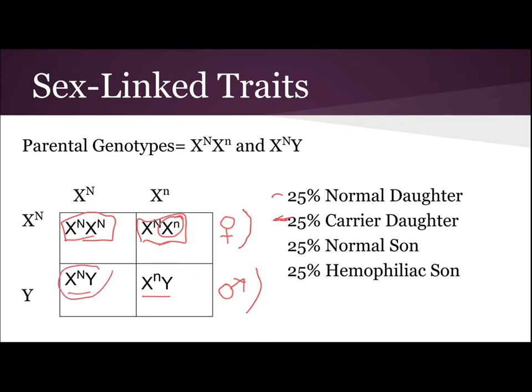This individual, this son, has the normal gene, so he does not have hemophilia. But this son has the hemophilia gene. And since there's no gene on the Y chromosome, he has hemophilia, because in the case of males, it only takes 1 copy of the bad gene in order for them to have that trait.